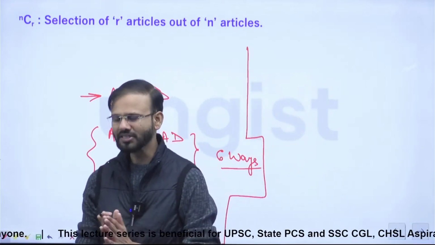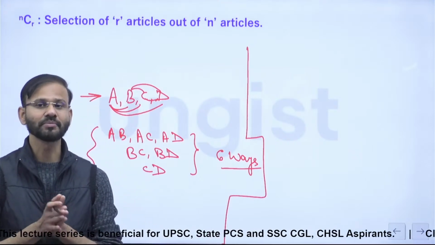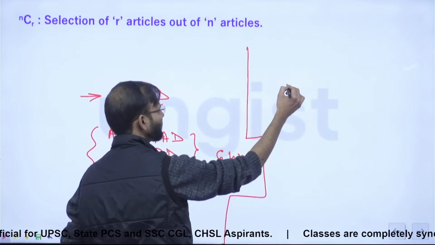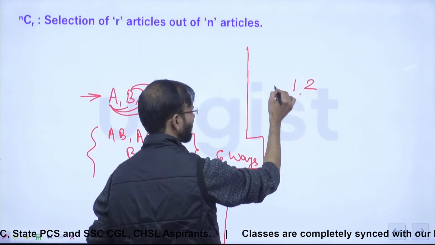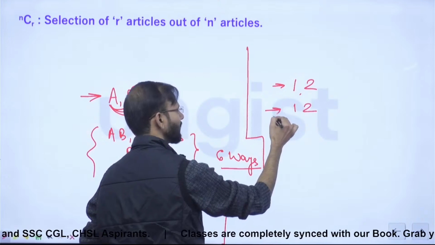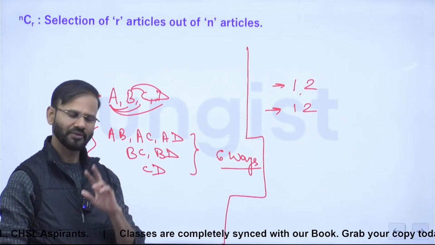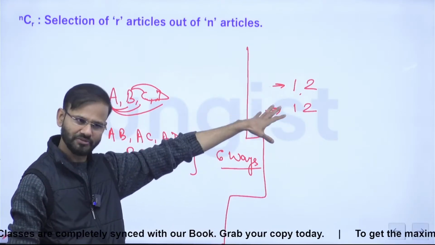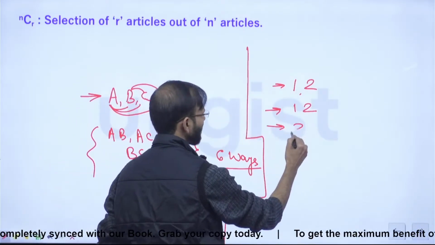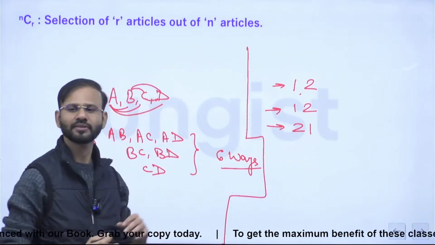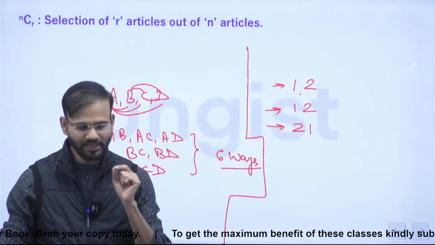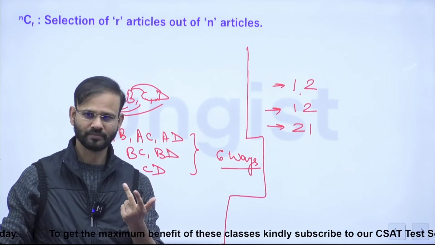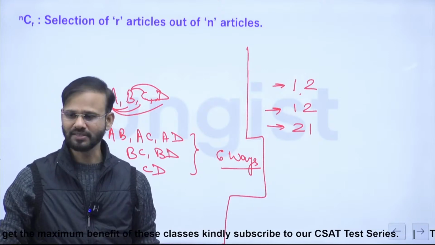So let me tell you, there are some cases where order matters and there are some cases where order does not matter. For example, if you have written 1, 2, this is one number, and if you have written 2, 1, this is another number, and the value is different. Getting it? With the same two digits, you can form two different numbers by changing the order. Correct, guys?